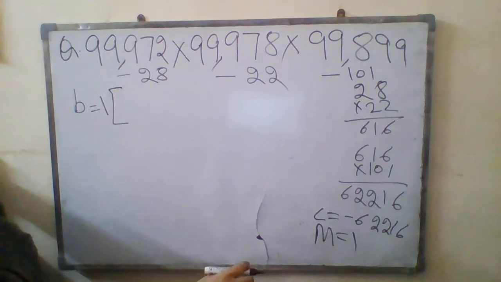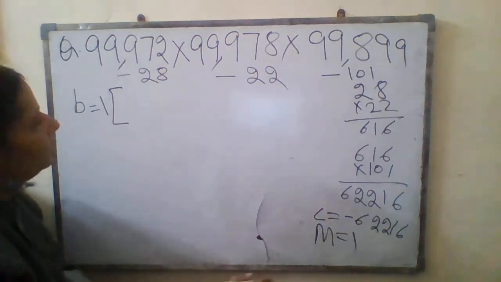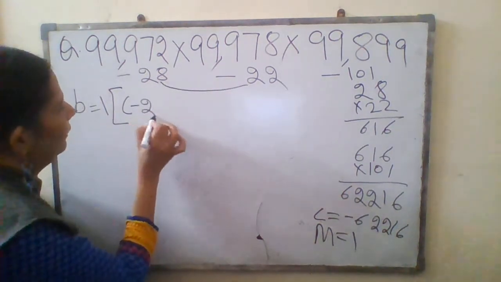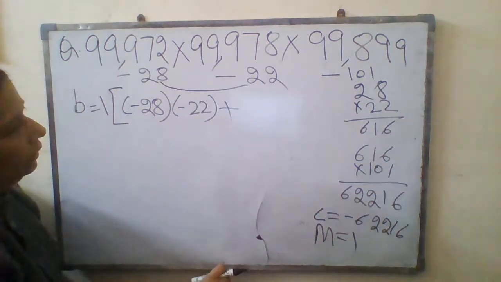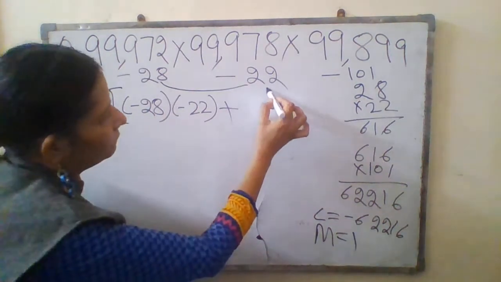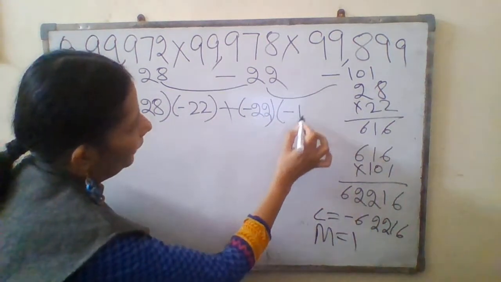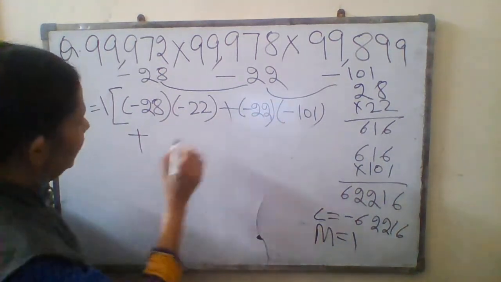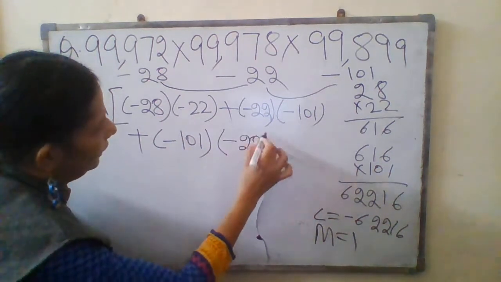Now how will you find out the value of B? See, now you have to multiply two terms. First two terms. What are the first two terms? Minus 28 multiplied by minus 22 plus. What are the next two terms? See, minus 22 multiplied by minus 101 plus. What are the next two terms? This, minus 101 multiplied by minus 28.